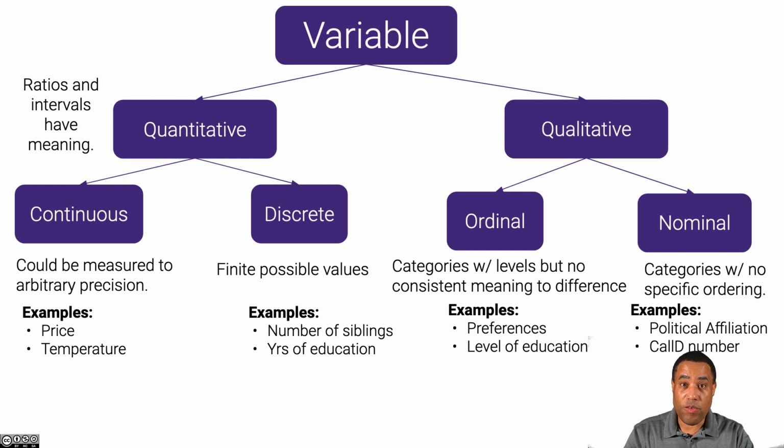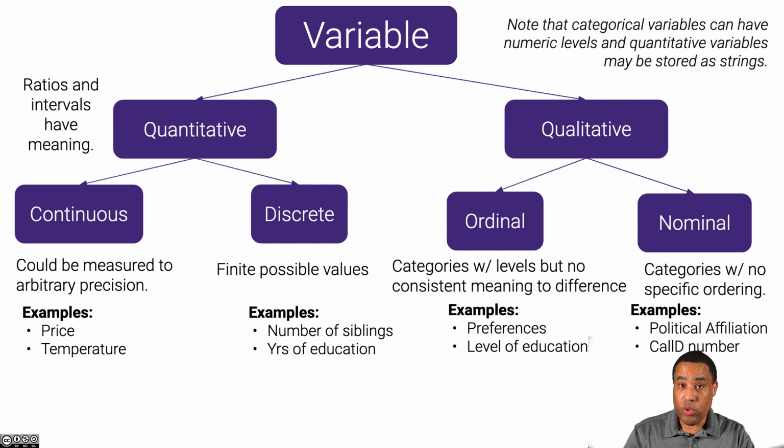Now, if you look at level of education, it could be, say, high school diploma, associate's, bachelor's degree, master's degree, PhD degree. There's a difference between PhD degree and master's degree, but that's not equivalent to the difference between, say, an associate's degree and a high school diploma.